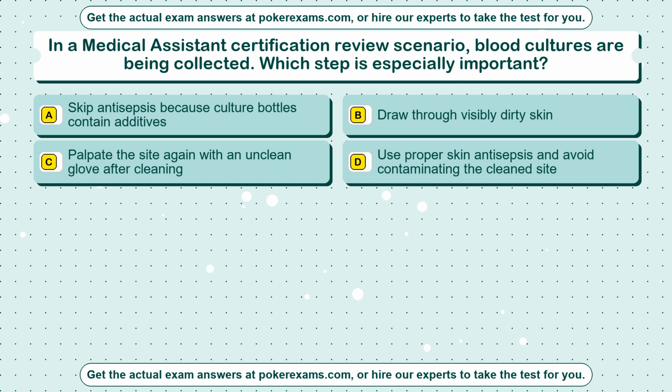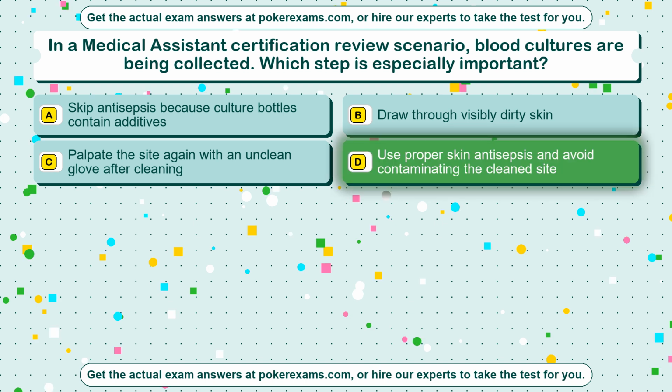Question 31. In a medical assistant certification review scenario, blood cultures are being collected. Which step is especially important? Option A, skip antisepsis because culture bottles contain additives. Option B, draw through visibly dirty skin. Option C, palpate the site again with an unclean glove after cleaning. Option D, use proper skin antisepsis and avoid contaminating the cleaned site.